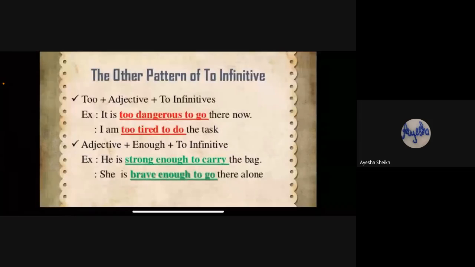So here other patterns are given. We can use too plus to. Both are used together. See, too dangerous to go means very dangerous. Too tired to do means very tired. But here also to infinitive is there. To go, to do. Then with enough also we can use to plus verb. Strong enough to carry means very strong. Brave enough to go means very brave. So here also to carry and to go is given. So to plus verb is there everywhere. That is called to infinitive.